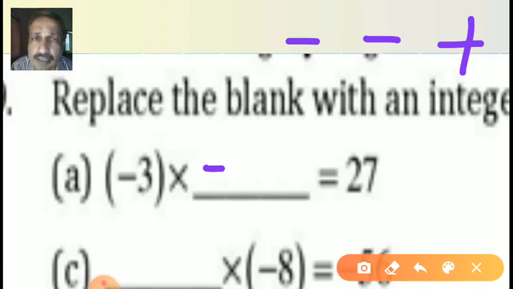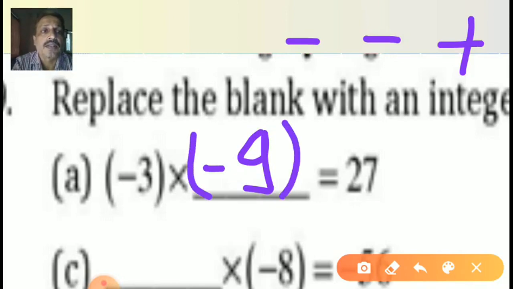And 3 times 10 is 30. Yes, so the 3 nines are 27, so your 9 will come. Yes, you are correct. 3 nines are 27. But both numbers are minus, which will give us a positive answer, and we are writing it in a bracket.